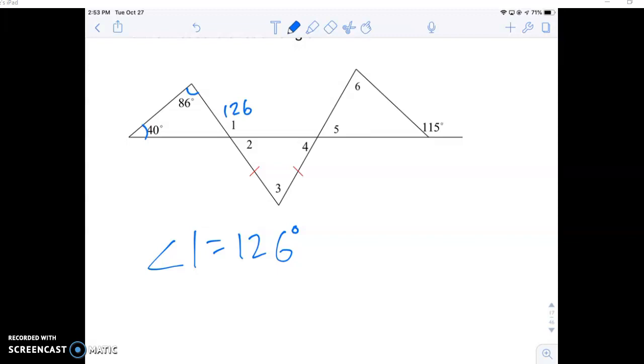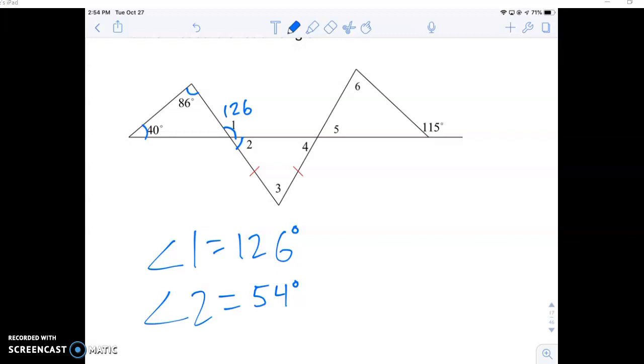Then, if I know that angle 1 is 126, and since this is a straight line, that would mean angle 2 is the supplementary angle to 126. To figure that out, you would just go 180 minus 126, and you figure out that angle 2 is 54 degrees.